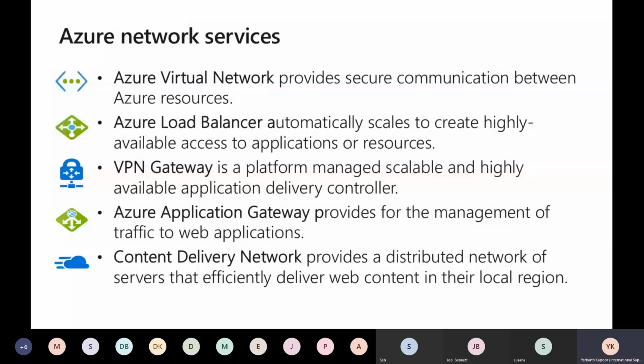Moving on, we have some network services. First of all, I would suggest one thing to you guys: there is no need for you to specifically pitch network services.